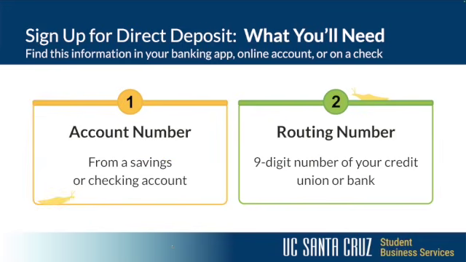To sign up for direct deposit, you'll need the account number of your savings or checking account and the 9-digit routing and transit number of your bank or credit union. You can get these numbers from your banking app or online account, or from a check if you have one.